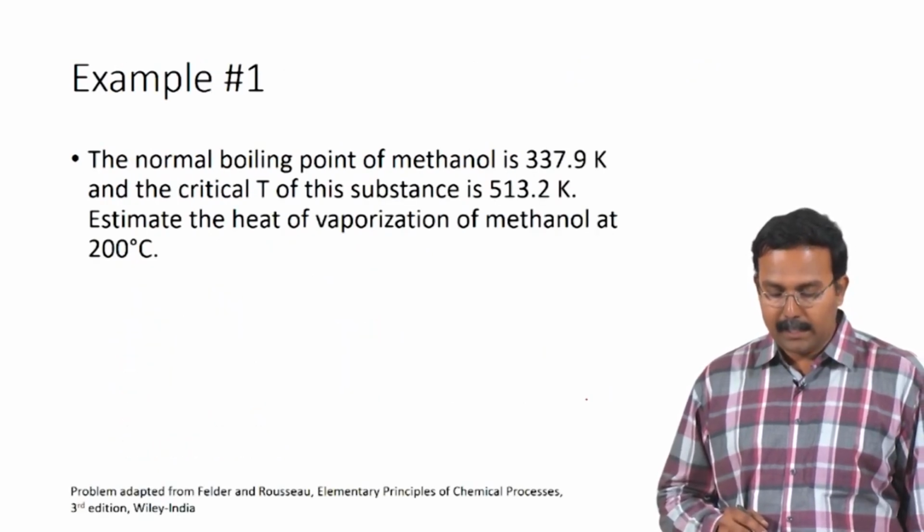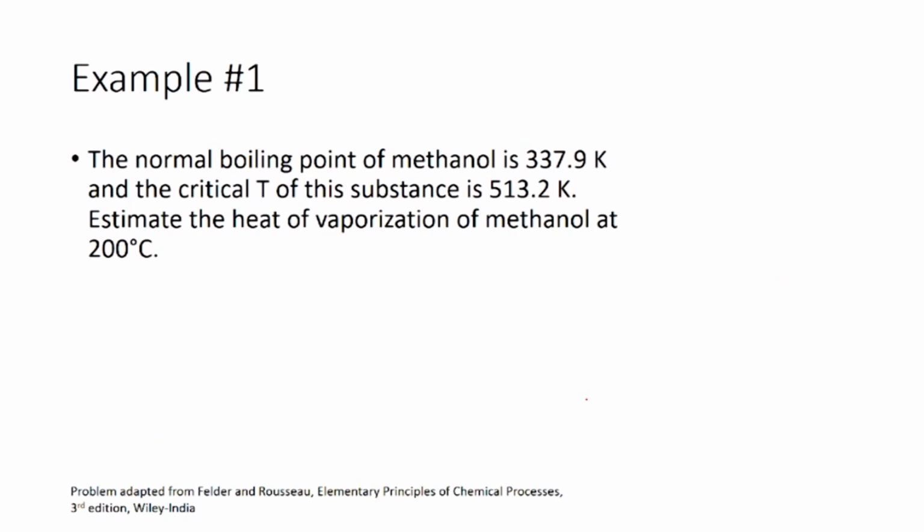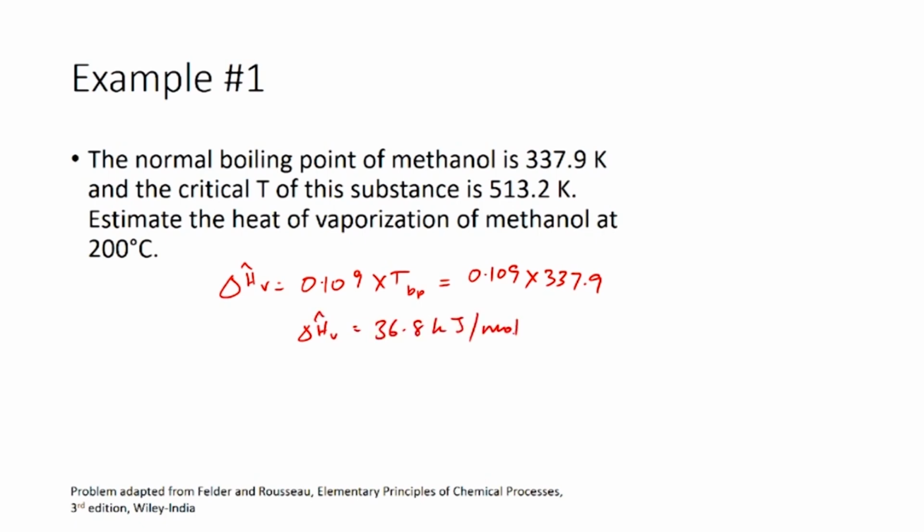Here in this example we have to measure the heat of vaporization for methanol, which is a low molecular weight alcohol. So, we would use the second equation, which is delta H cap V is equal to 0.109 times boiling point. Here the boiling point is 337.9. So, it is 0.109 times 337.9, giving us delta H cap V as 36.8 kilojoules per mole. Now we have the heat of vaporization at its normal boiling point.